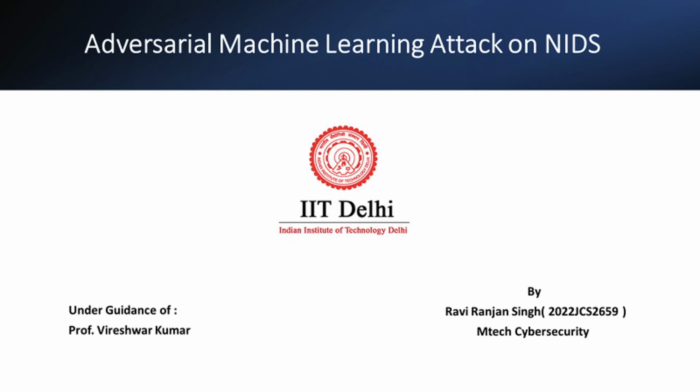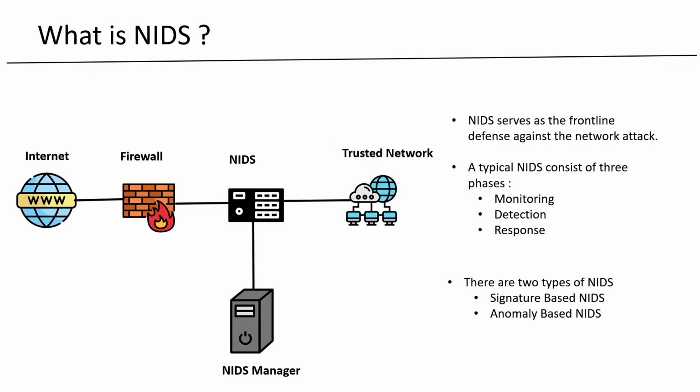One crucial defense mechanism that is used against such threats is a network intrusion detection system. Now let's see what a network intrusion detection system is. A network intrusion detection system monitors the entire network and identifies potential threats to the network devices. As shown in the diagram, the network intrusion detection system is mostly placed in between the internet and the trusted network. It detects whether whatever traffic comes in is benign or malicious. If it is malicious, it discards the packet, and if it is benign, it forwards the packet towards the trusted network. A typical NIDS basically consists of three phases, that is monitoring, detection, and response.